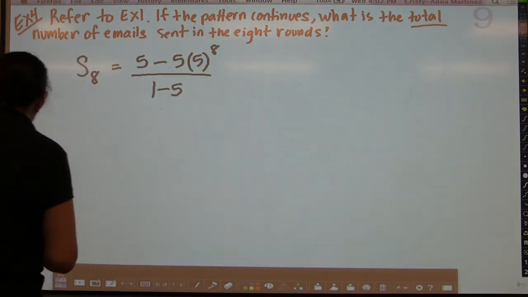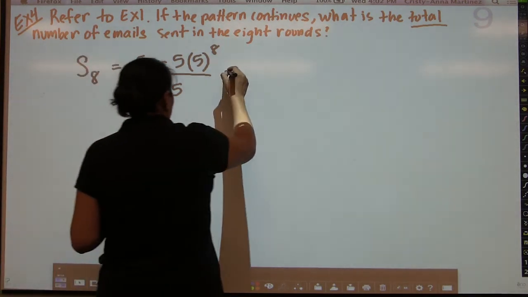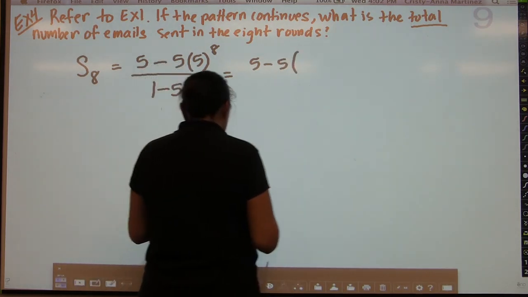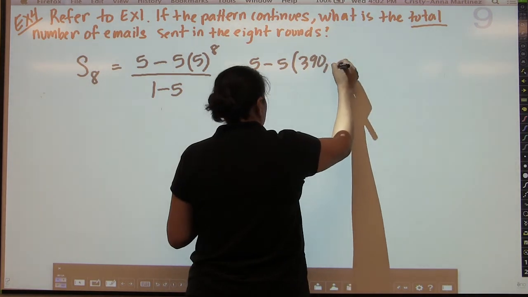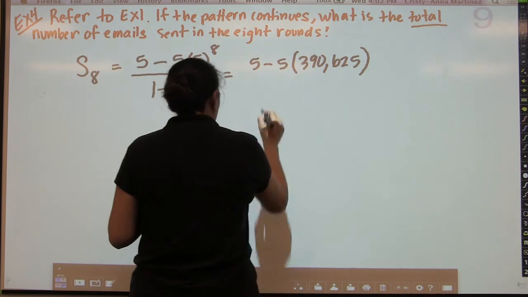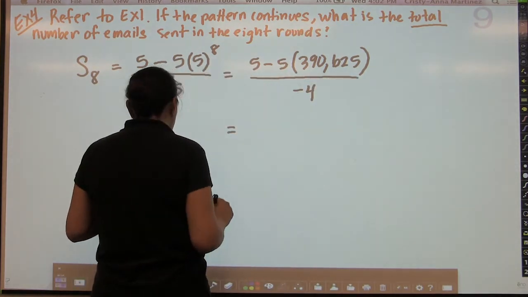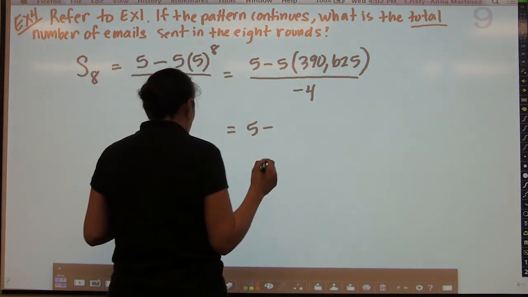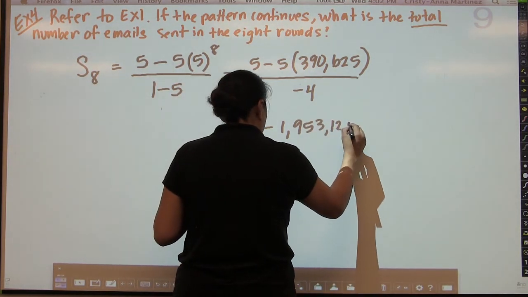So we're just going to plug it into the formula straightforward like, and then we are going to do the math. So we're going to get 5 minus 5 times 5 to the 8th power, which is 390,625. All right, so we're going to get that divided by 1 minus 5, which is -4. And then we know that 5 times 390,625 is actually 1,953,125.